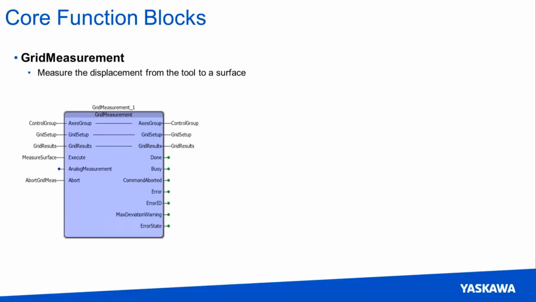After that, we have grid setup and grid results. Grid setup is only used for grid measurement, just setting up the parameters of how you want to be measuring your bed, such as speeds, positions, measurement method. We'll get to all of these things in the coming slides.